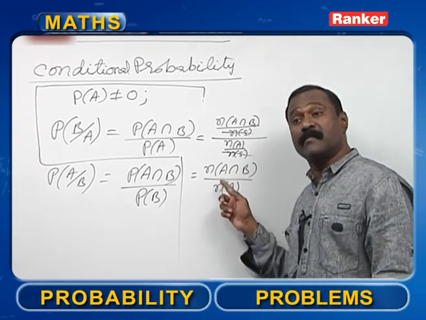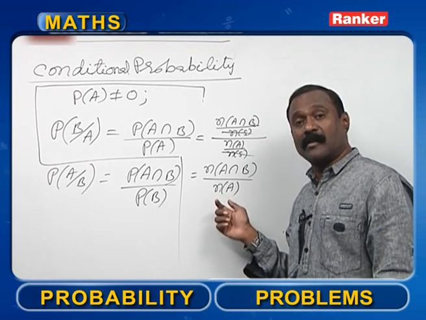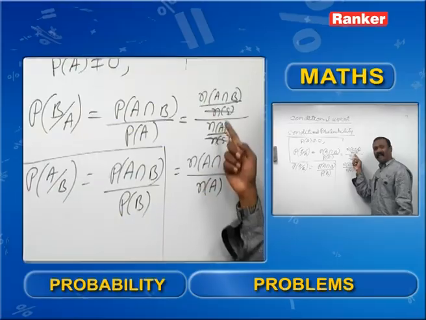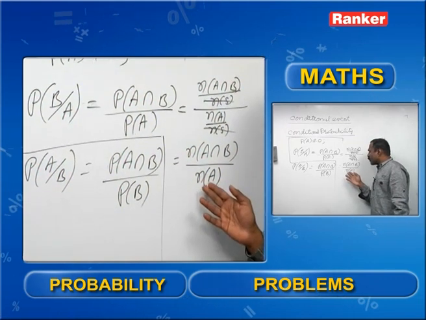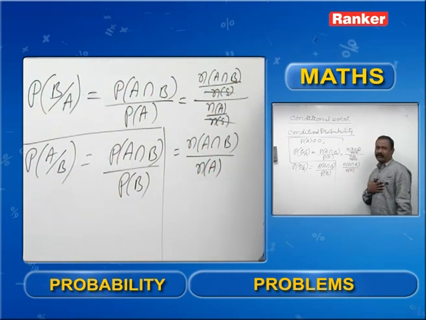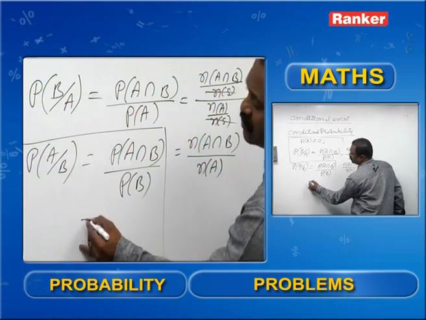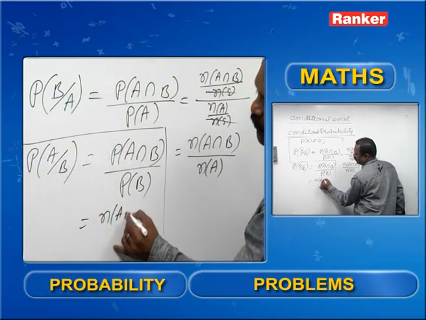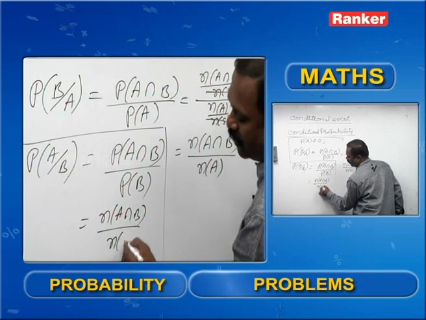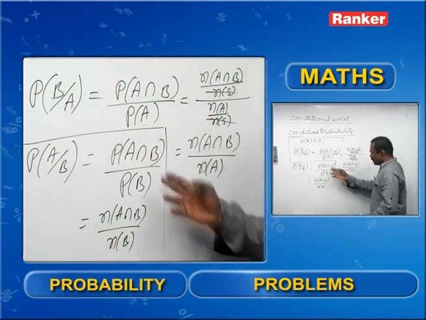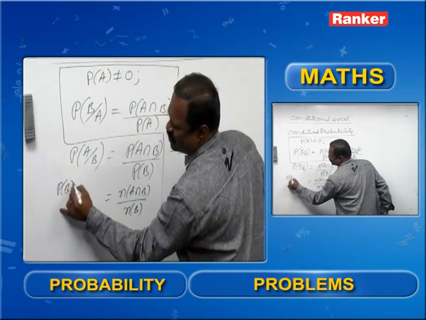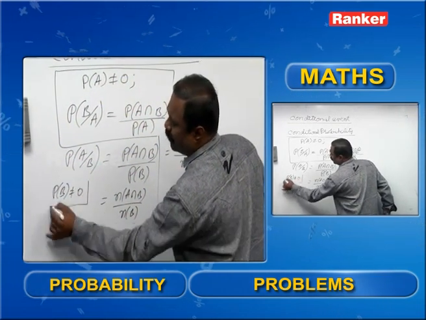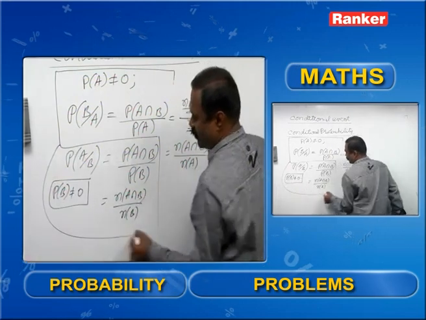There it was N of S, the total number of outcomes we take, but it gets cancelled anyway. We need not have that. So in this case what happens? N of A intersection B upon N of A. Similarly, if you write the same for this one, it is also N of A intersection B upon N of B. Understand that, please. In this case, P of B is not equal to 0. This is understood because it is in the denominator.